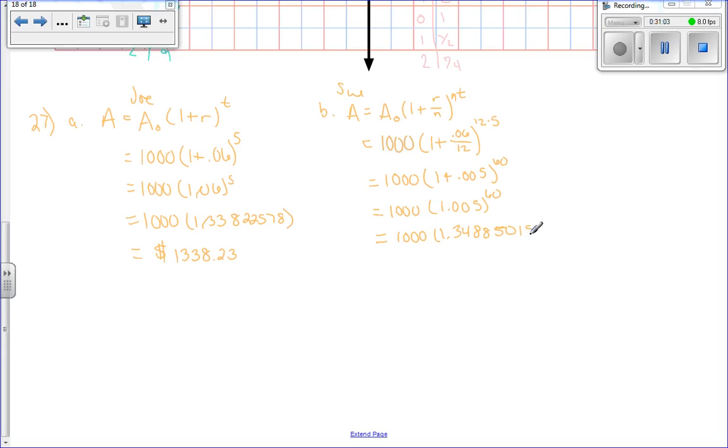1.348850153. Again, I just wrote down everything I saw. When I multiply that by 1,000, I'll get $1,348.85. Who had more money at the end of the 5th year? Well, looks like Sue had more money.